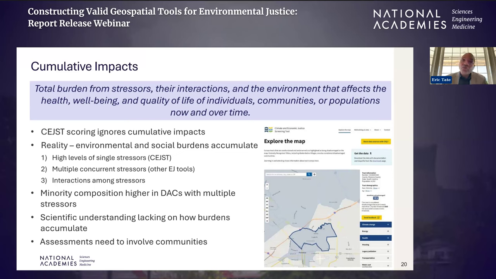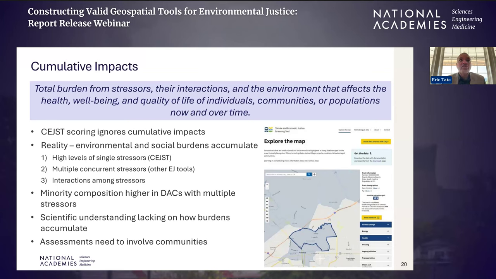The current scoring of CEJST, however, ignores cumulative impacts. But in reality, we know that environmental and social burdens do accumulate in at least three different potential ways. Number one, accumulation of really high levels of a single stressor. And this is sort of what's reflected in CEJST right now, using these 90th percentile thresholds, for example.